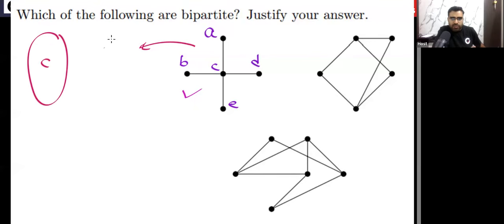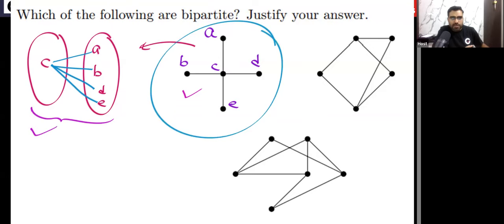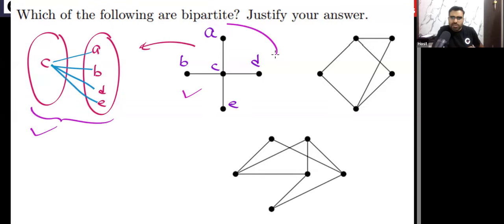What you can do, you can put vertex C here and you can put vertex ABDE here. Now you can easily see every edge is between these parts. Is this clear? So you can see these vertices, these are non-adjacent. So finally I can say, yes, this is the correct bipartition. So this graph, this is bipartite graph. But easily you can see there is no odd length cycle. So definitely this is bipartite.